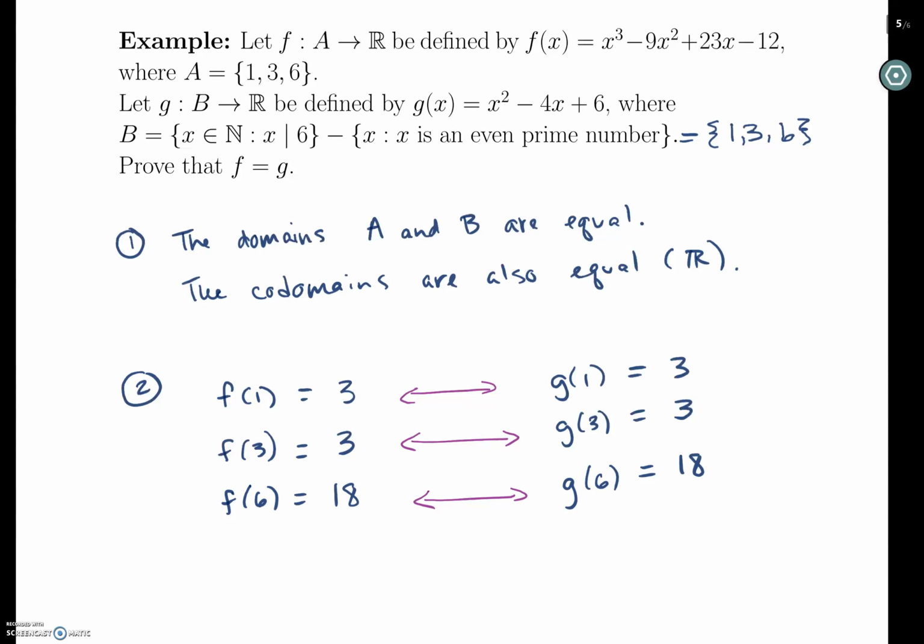So when we are proving that two functions are equal, we need to check their domains are the same, we need to check that the codomains are the same, and that they agree on every value. In this case, that was easy to do because there were only 3 values. In many cases, you'll need to do some algebra.